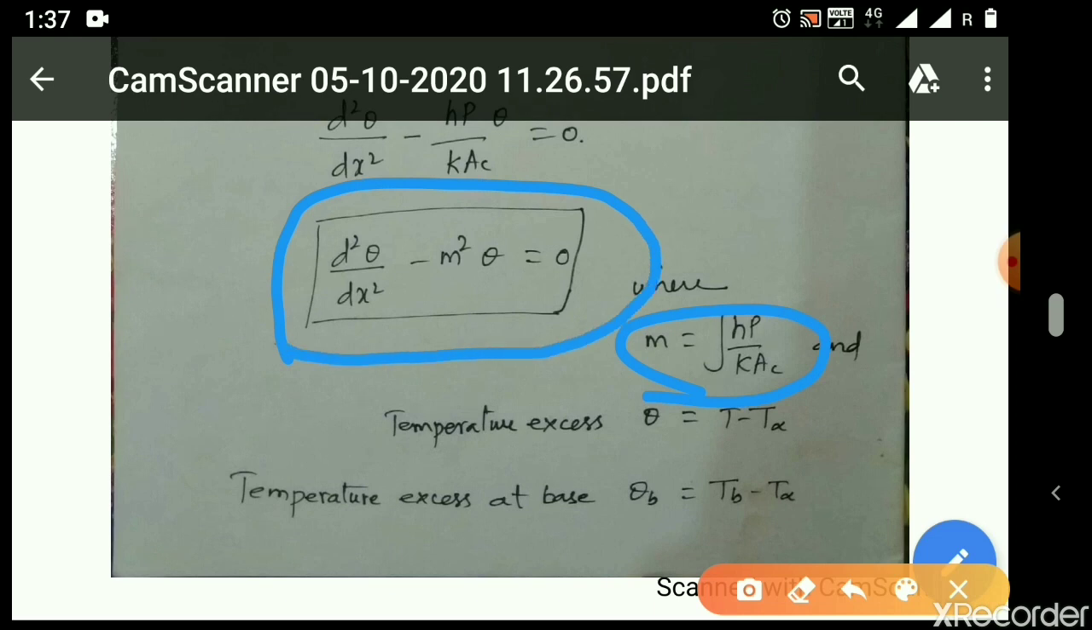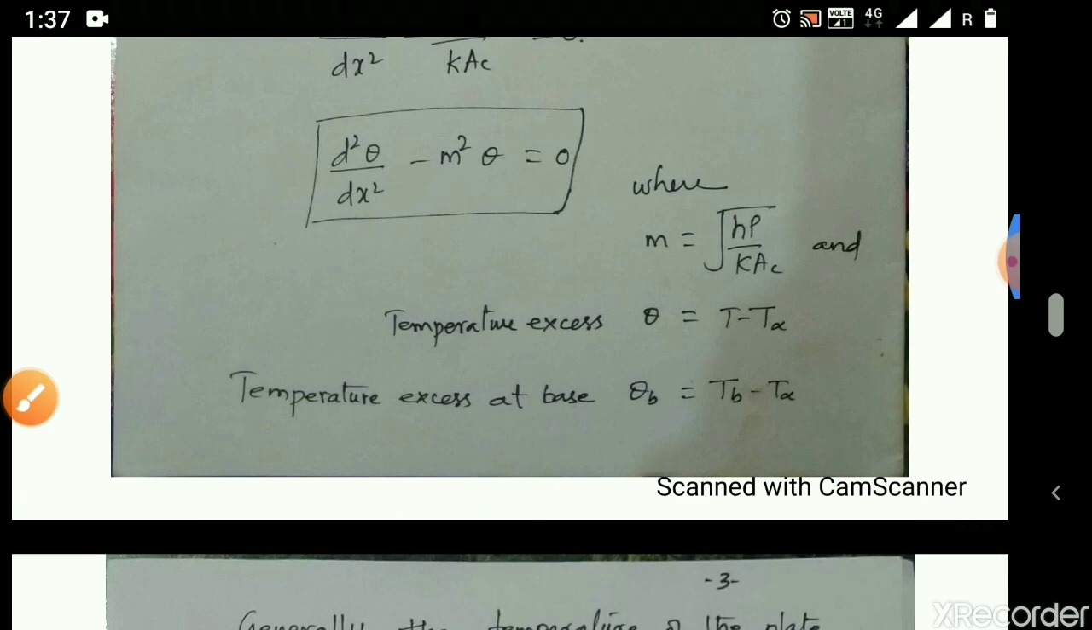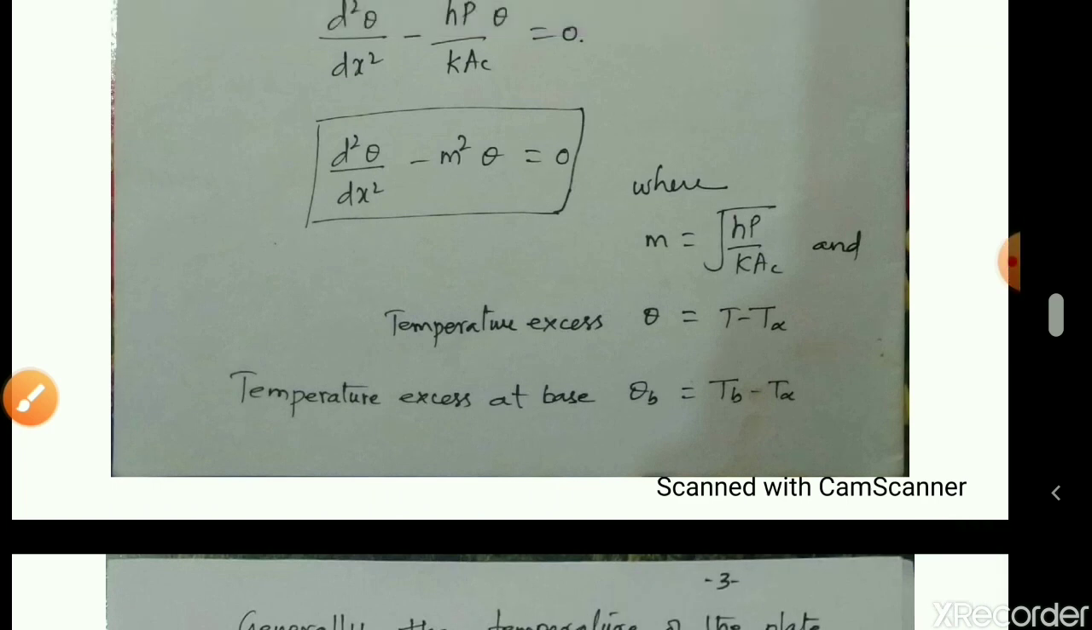This is the required differential governing equation for heat transfer through a fin, and this is a second order linear homogeneous differential equation. Since it is a second order differential equation, we need two different boundary conditions for solving this second order differential equation.